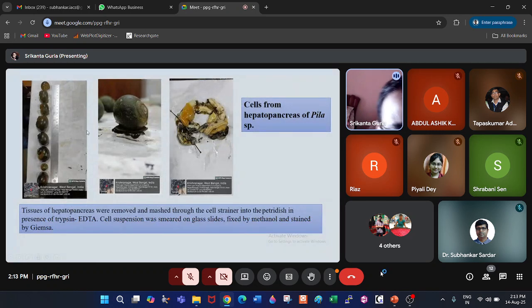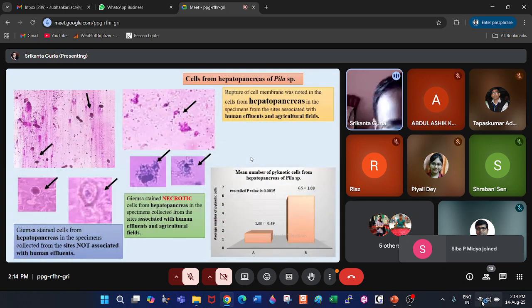Now this is the Pila and this is the hepatopancreas. We have dissected out the hepatopancreas. We have mixed the tissue with trypsin EDTA, and the cell suspension is used for the trypan blue solution and stained with Giemsa.